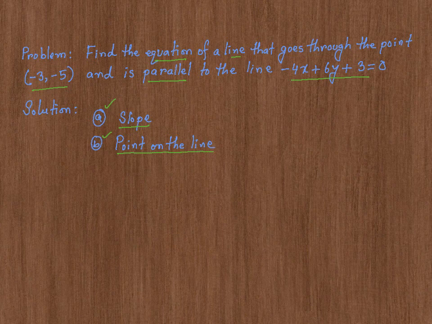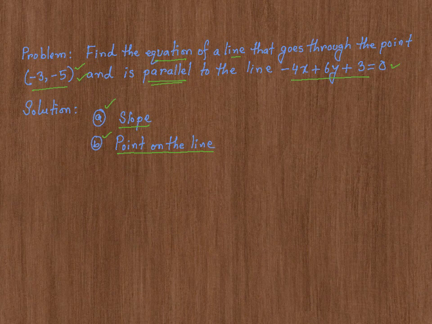In this problem, we are given a point on the line which is negative 3, negative 5. However, we do not know what the slope of the line is. But they have given us sufficient information in the problem to find the slope. They tell us that the line not only goes through this given point, but it is also parallel to this line.